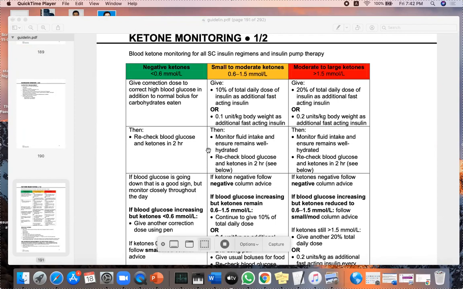Okay. So this is our ketone monitoring chart. Why did I open this chart? Because this chart will show you the level of ketone at which we will start our treatment. Okay. Yes, it is audible, I think.